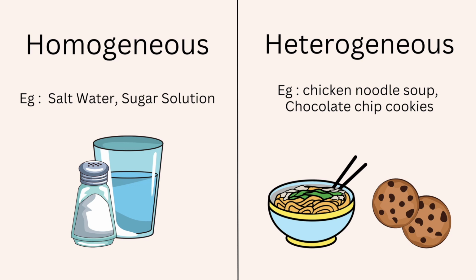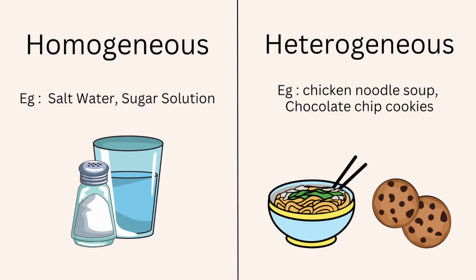Chicken noodle soup might sound confusing to you, but what it has is chicken pieces, noodles, and some flavored water in it. So all this combined together is chicken noodle soup, and they're not exactly uniformly mixed. It's a heterogeneous mixture for sure, obviously.